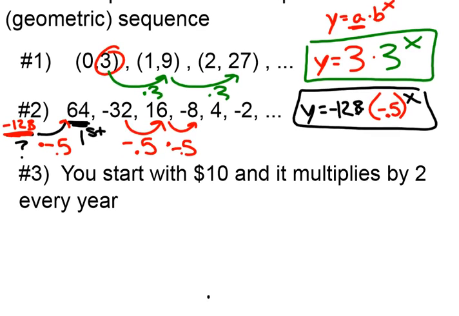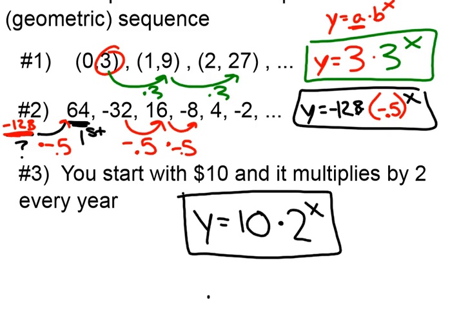Number 3, you start with $10 and it multiplies by 2 every year. So you're not gaining $2 every year. Your money is literally doubling. So you start with $10. We can assume that that's at time 0. And you multiply by 2. How many times do you multiply by 2? Well, however many years there are. So our equation would look like that.